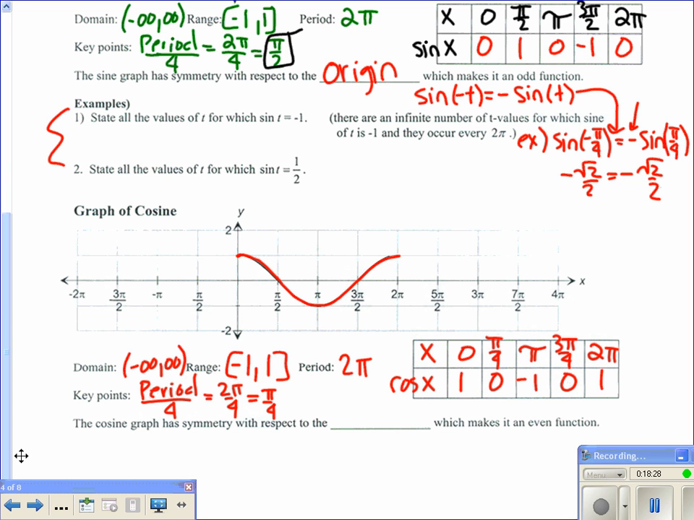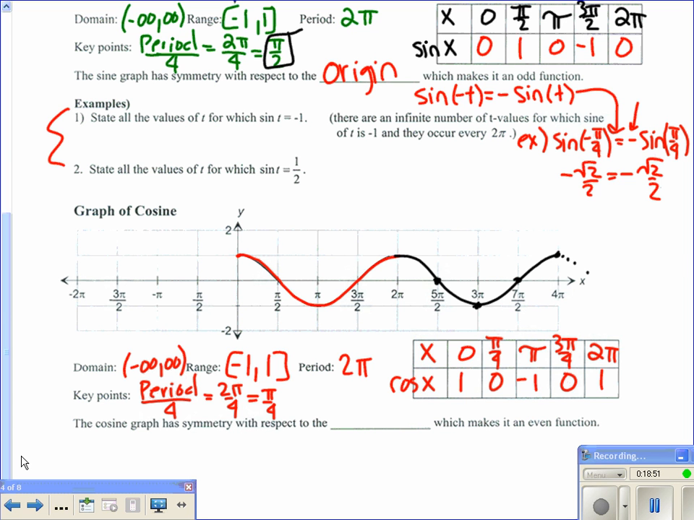So now if I keep going around my circle, 5 pi over 2 would be at 0. 3 pi would be at -1, because I know it's coterminal with pi. 7 pi over 2 is coterminal with 3 pi over 2, so we're at 0. And 4 pi is coterminal with 2 pi, which is at 1. So my graph goes this way, and of course my graph is going to keep on repeating.